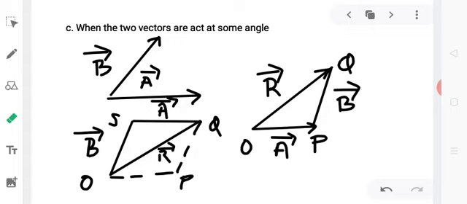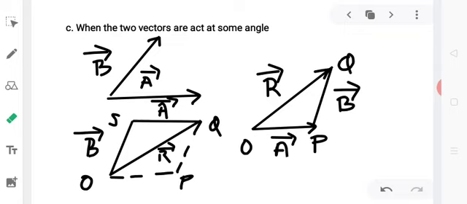gives the resultant vector. The two vectors A and B are represented by the sides OP and PQ of triangle OPQ taken in the same order. Then the resultant R is represented by the third side OQ of the triangle taken in the opposite order. This method of finding the resultant of two vectors is called the triangle law of vectors.